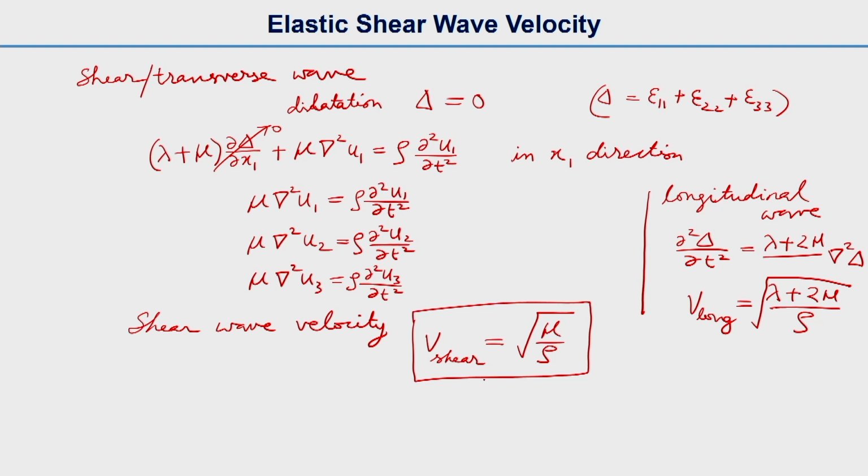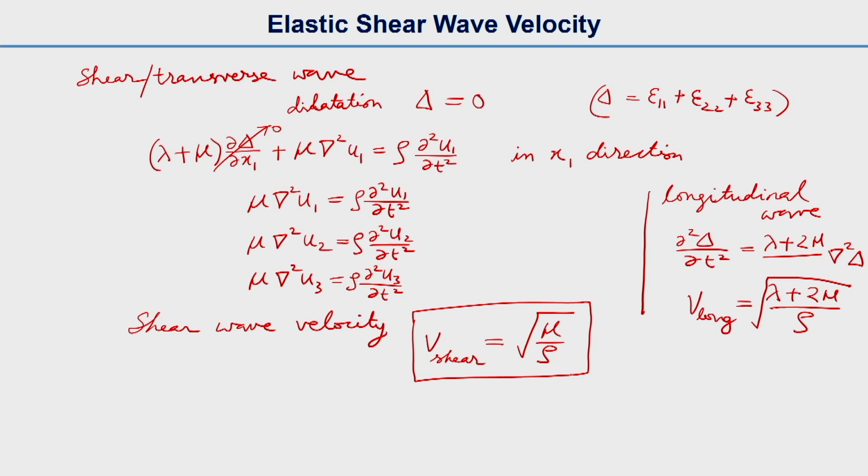Similarly, in this case for the shear wave velocity we can say that this is the square root of the ratio of the Lamé constant mu divided by the mass density rho. So this is the shear wave velocity, and we will see different wave velocities of different materials in a short while. But before going to that we will also see about the surface or Rayleigh wave velocity.